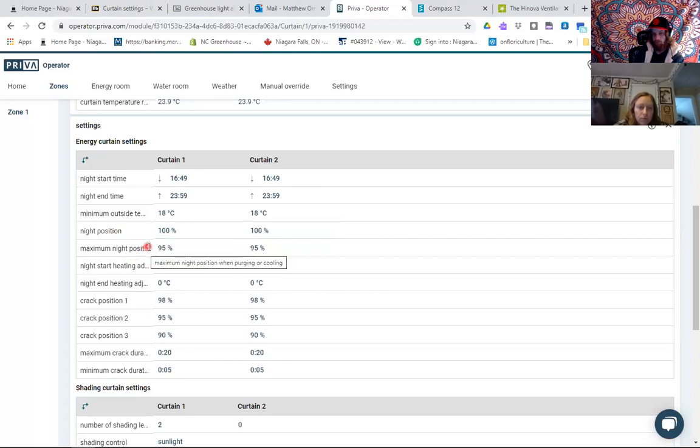Maximum night position during purging or when your vents are open: we're going to drop down to 5% uncovered or 95% covered if we're venting. If the vents open, then the curtains will claw back 5%.